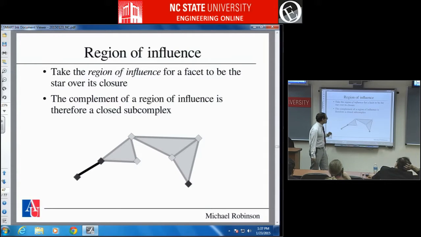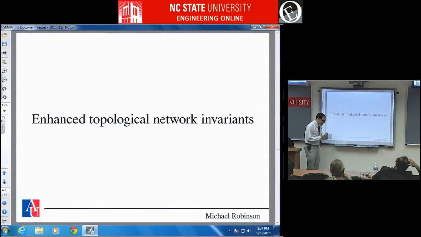Now, what's nice about that, since it's an open set, is that the complement of an open set is closed. So here's the complement. It is closed, indeed. Closed and closed. Check. It's a closed subcomplex. That's handy computationally. So let's take that very basic topological invariant and let's soup it up.